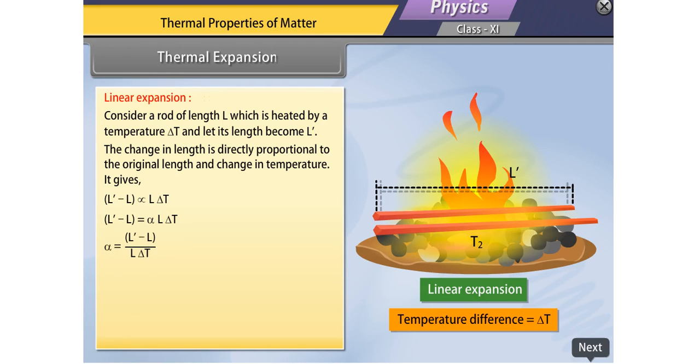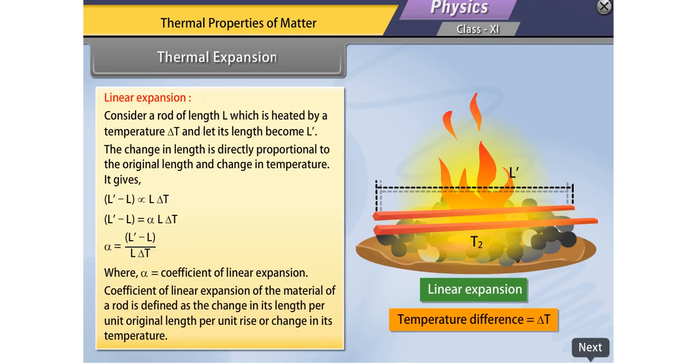The value of alpha is equal to (L' - L)/(L delta T), where alpha is the coefficient of linear expansion. Coefficient of linear expansion of the material of a rod is defined as the change in its length per unit original length per unit rise or change in its temperature.